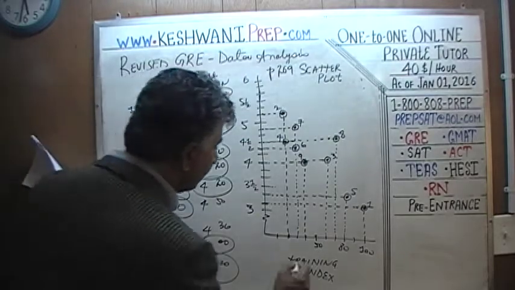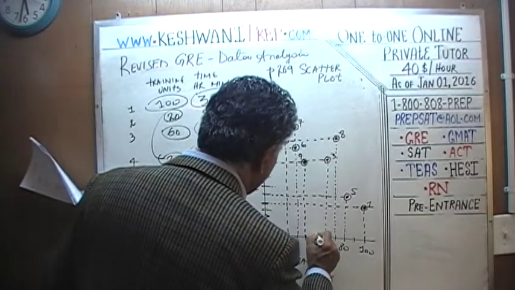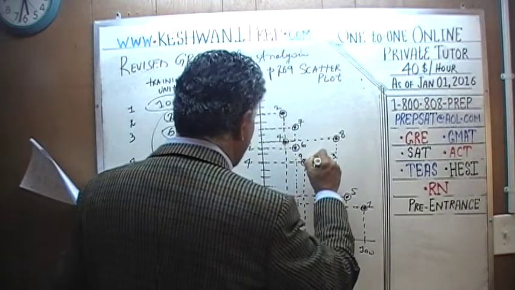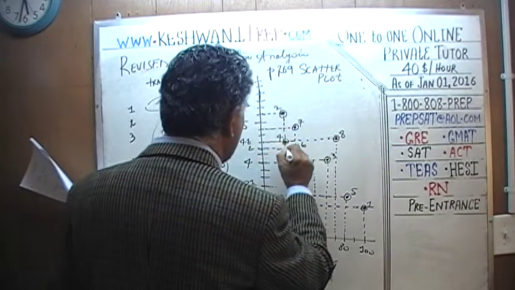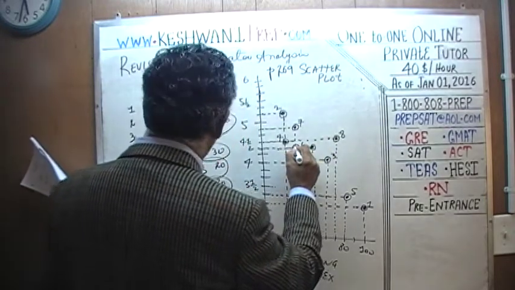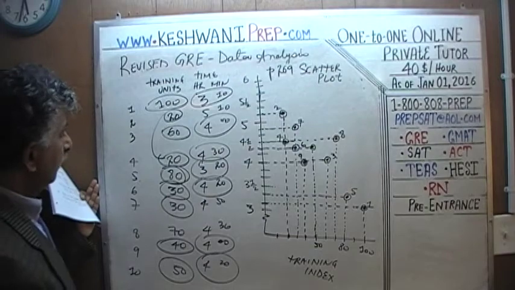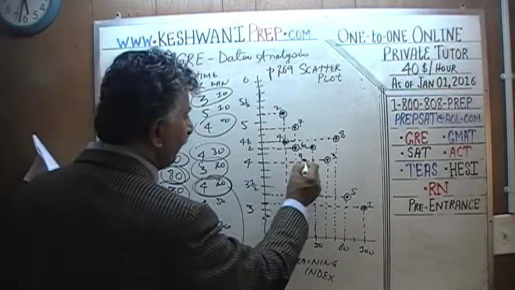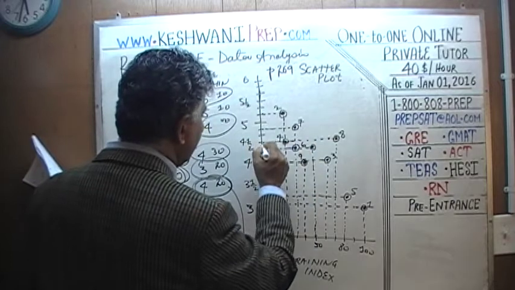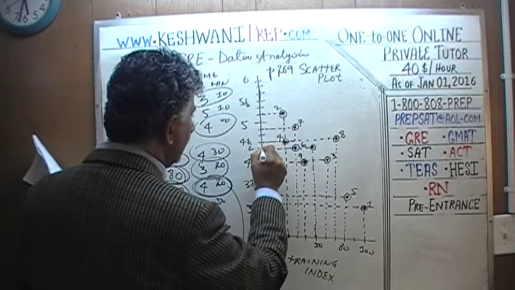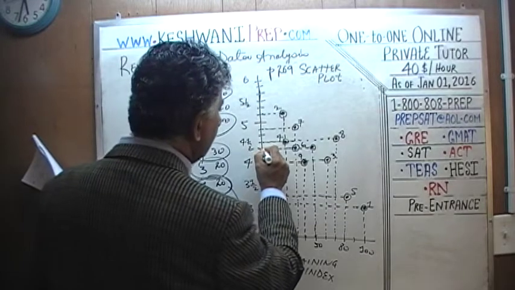50 units right here, 4 hours and 20 minutes. That's the 4 hours. We need to go 20 minutes. That tells us that we must have another guy at 4 hours and 20 minutes. Where? Right here. We have two guys at 4 hours and 20 minutes right here. Oh, 4 hours and 20 minutes.